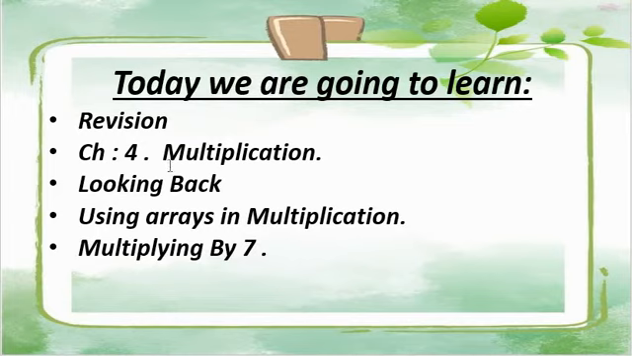Then chapter number 4, which is multiplication. Then looking back at multiplication and using arrays in multiplication. By using arrays in a multiplication. And then multiply by 7. What, students? Multiply by 7. I hope you all understood.